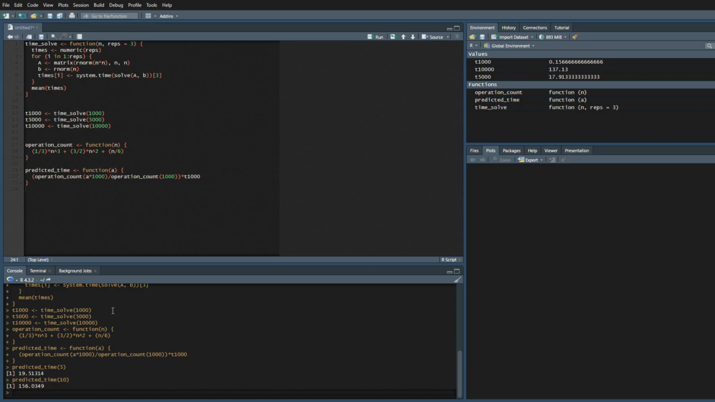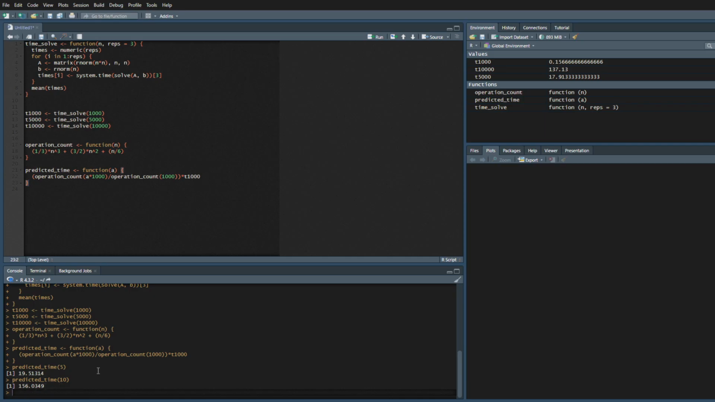Now, the reason I'm showing you this is because, yes, I expect it to be just a little bit less than what we predict, but this predicted time based off of this operation count function is going to give us a good idea of how long it will take for us to solve these systems. And obviously the amount of time it's going to take depends on what computer you're using. So if you have a really powerful computer, maybe this initial value will be much smaller. And that's why we're basing our prediction for my system off of the observed time on my computer.